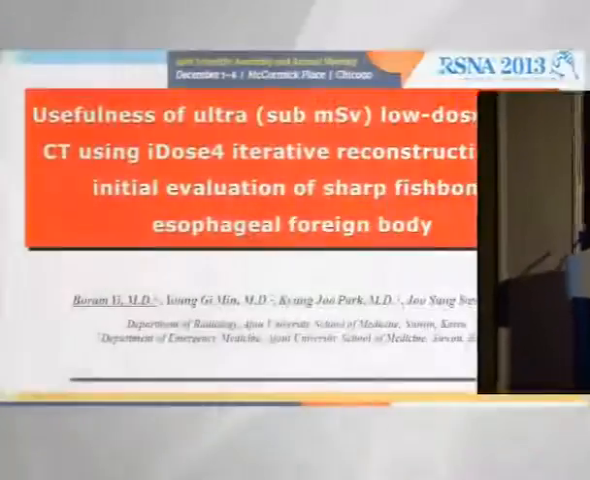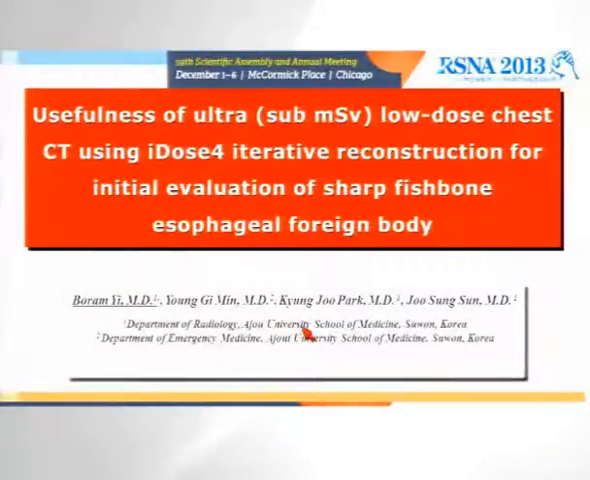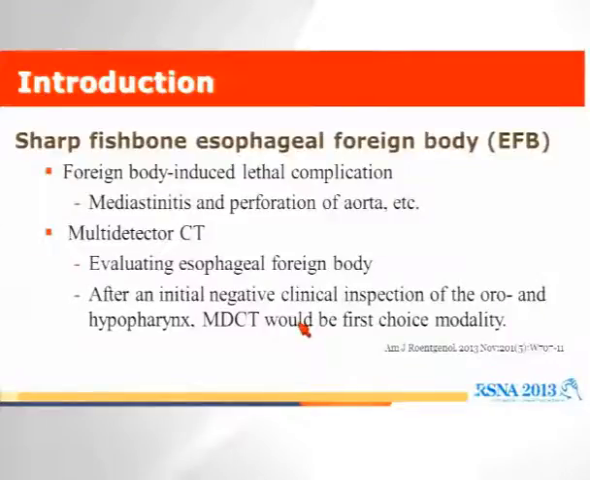I'm Furami from Aju University School of Medicine, Republic of Korea. Sharp fishbone is a fragile foreign body and a very practical situation because it could invoke foreign body-induced complications, including mediastinitis and perforation of aorta. MDCT is a very useful imaging tool for evaluating a fragile foreign body. In the emergent circumstance, after an initial negative clinical inspection of the oral cavity and the hypopharynx, the MDCT would be the first choice modality.